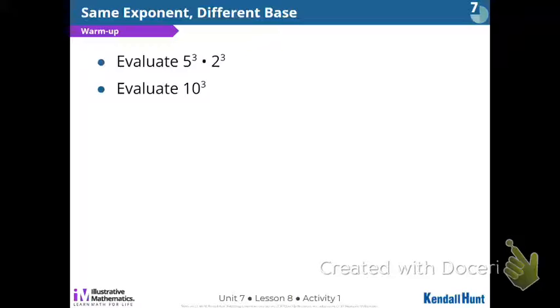What I want to point out with this is if we evaluated the 10 to the third, pretty simple and easy, right? We've got 10, 3 zeros, 1,000. What did you get when you did 5 times 5 times 5 times 2 times 2 times 2?